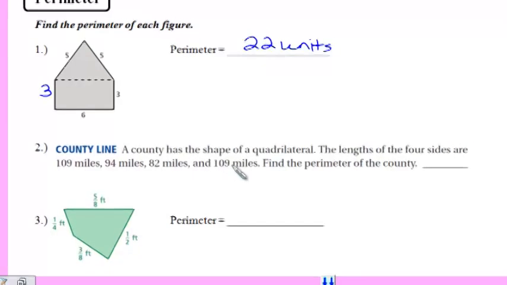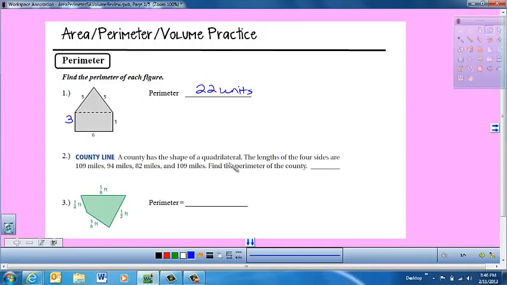Number 2. A county has the shape of a quadrilateral. The lengths of the 4 sides are 109, 94, 82, and 109 miles. Find the perimeter of the county. So I'm going to have to add up those 4 numbers. So I've got 109 plus 94 plus 82 plus 109.